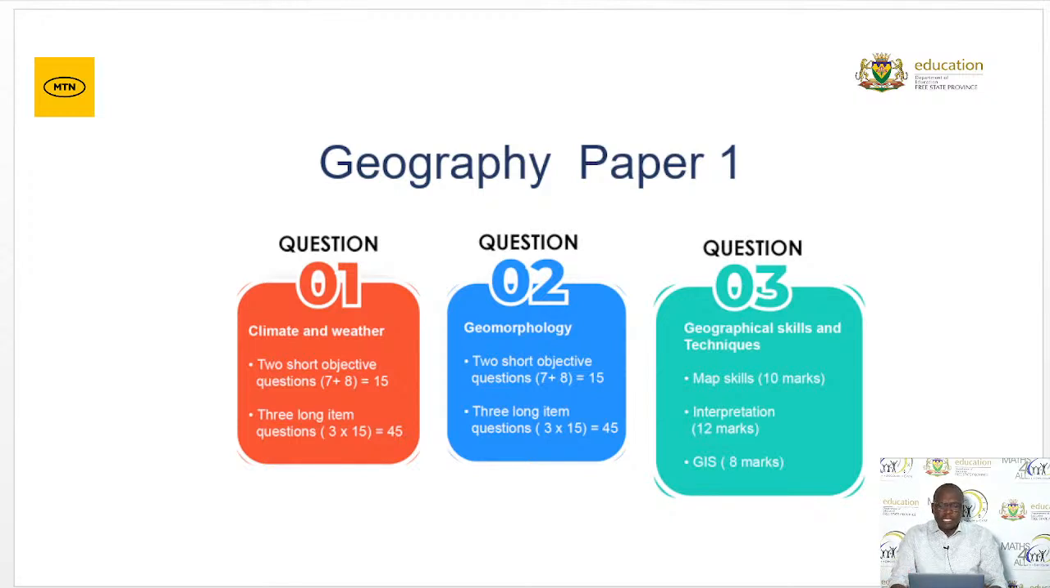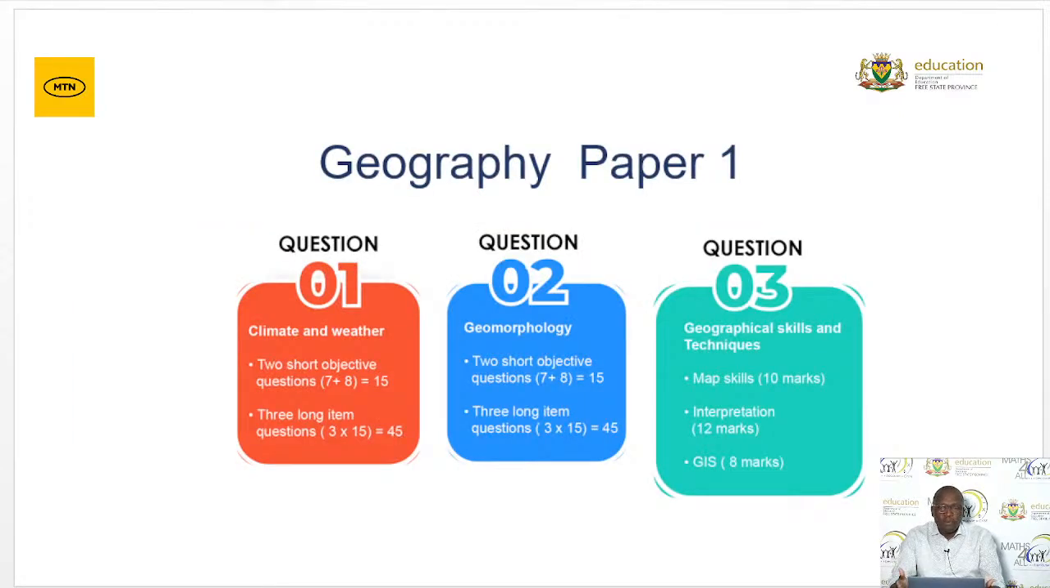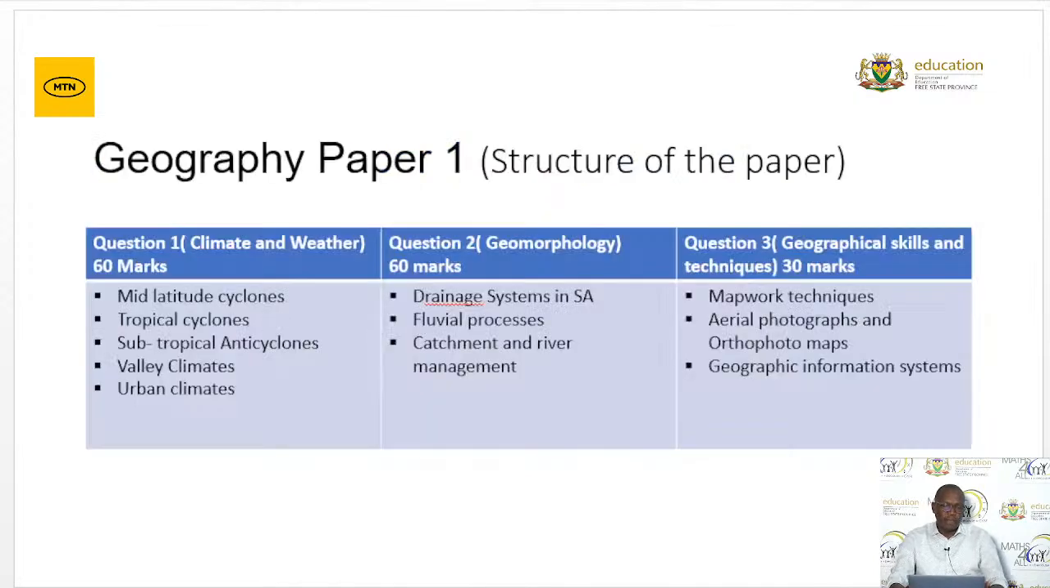And then the other one is interpretation, which is 12 marks. Remember here, if we are talking about Paper 1, we will only focus on climate and weather and geomorphology in terms of interpretation. We don't include anything from Paper 2. And then the last sub-question will be 8 marks, which is GIS. You must know all the concepts of GIS, and must be able to know the importance of each and every concept of GIS.